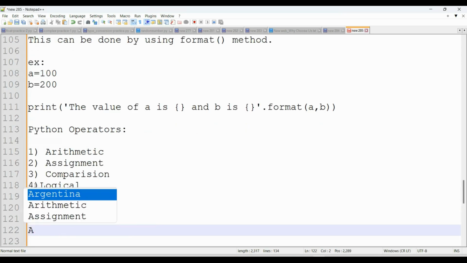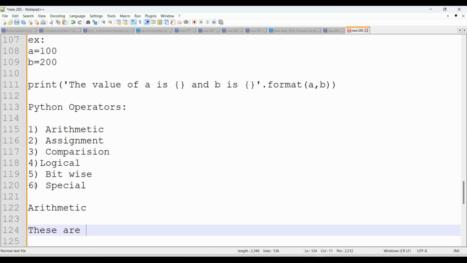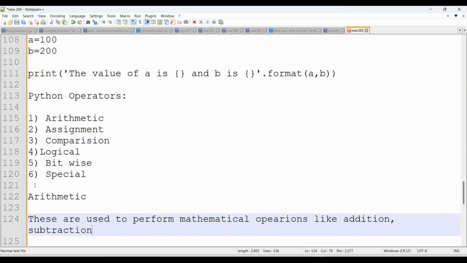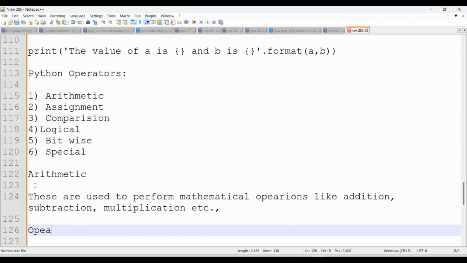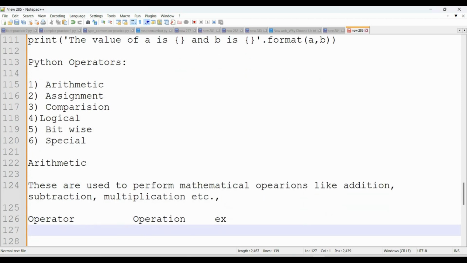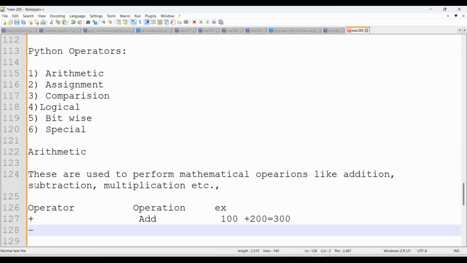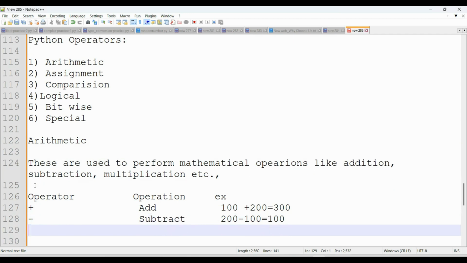The first one is arithmetic. These are used to perform mathematical operations, like addition, subtraction, multiplication, division, etc. Let's see some examples. The first one is plus, add. Example: 100 plus 200 equals how much? 300. Likewise, minus, subtract. Let us say 200 minus 100. The result is 100. Then multiplication, let us say 10 * 20 equals 200.